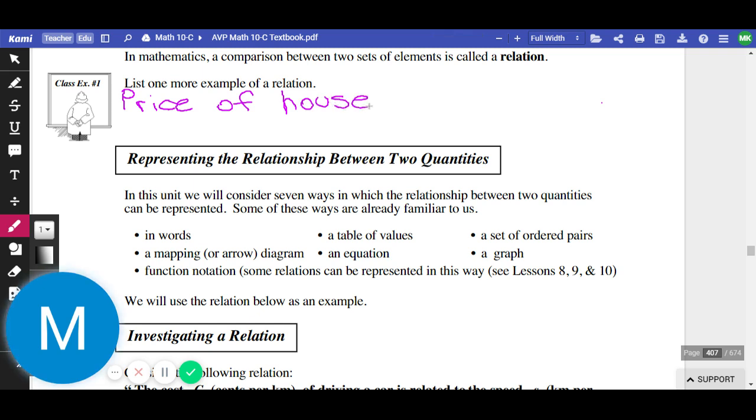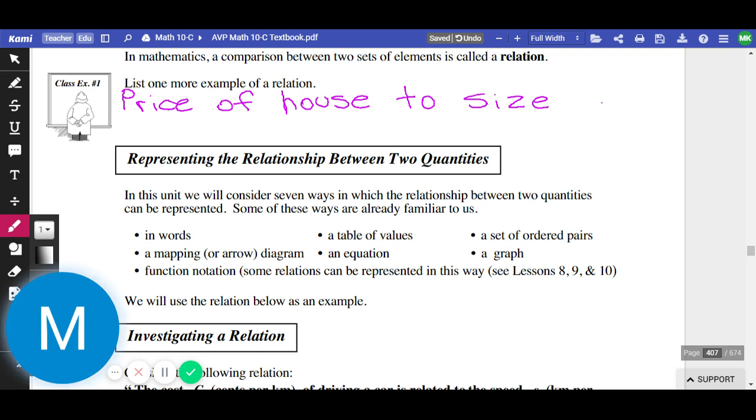I kept thinking age ones. I didn't want to go with age one. Price of house to size. I'm just going to put size, but square footage is definitely the proper way to compare them. The bigger the house, the more it's going to cost. Most likely, right? There's always the odd case where it's a little special. But that's definitely a relation. That's a connection between two mathematical things.